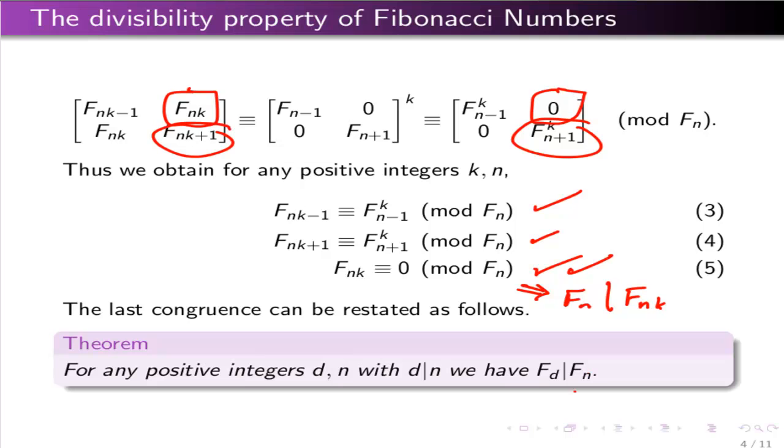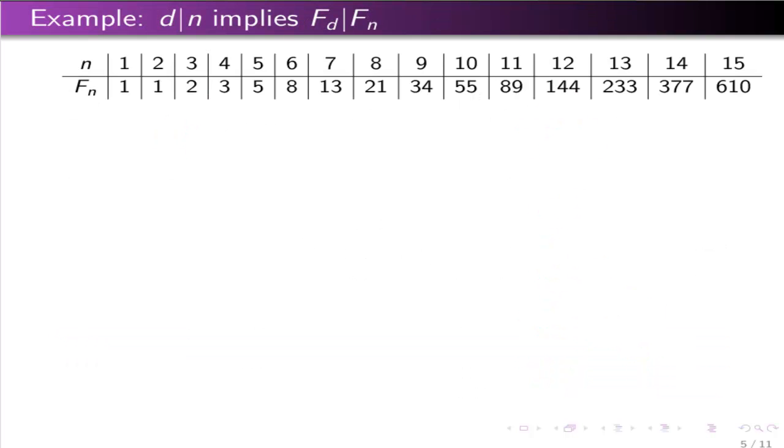Now you notice when I stated the theorem, I've let the d serve the role as the n here, and then the n over here is the multiple. So the dth Fibonacci number is a divisor of the nth. Let's take a look at this with an example. So I've written down the sequence of Fibonacci numbers, and let's just let, say, d equal 3. So it says that if 3 is a divisor of n, then the third Fibonacci number, which is 2, is a divisor of Fn.